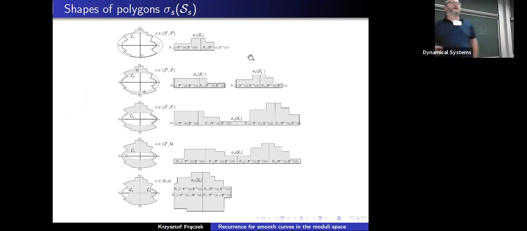Moreover, all shapes of the billiard tables, polygons, are represented here on this slide. And as you see, all of them are naturally partitioned into staircase polygons.